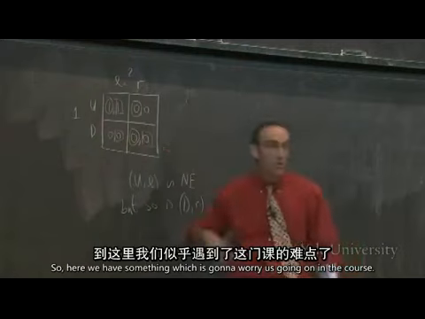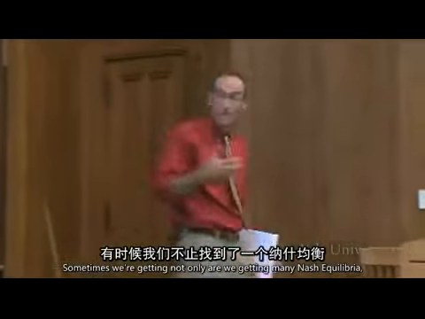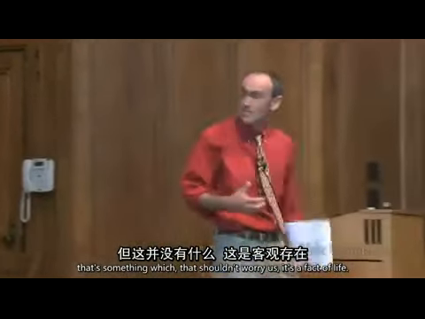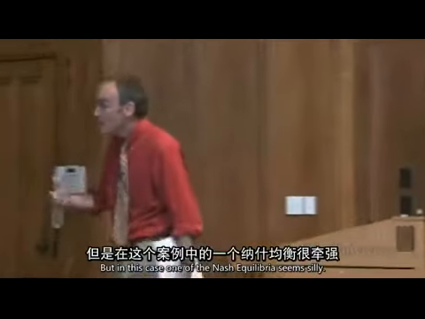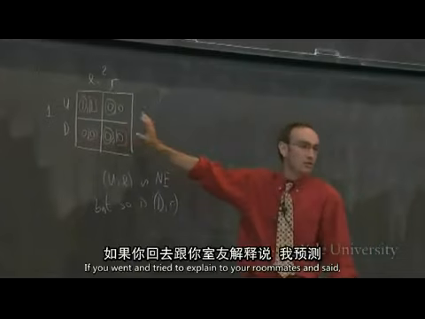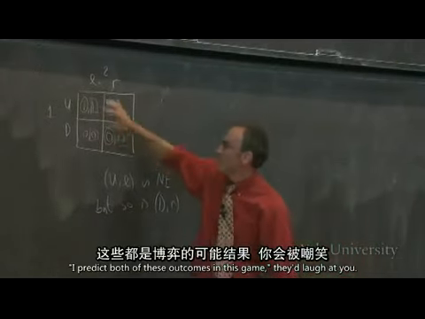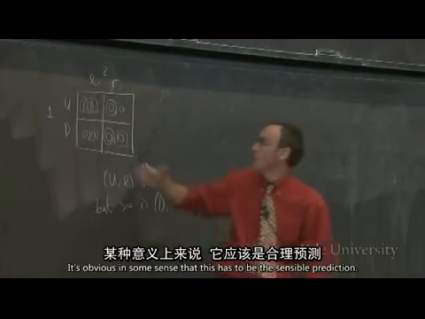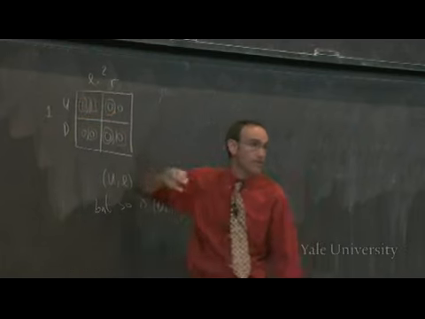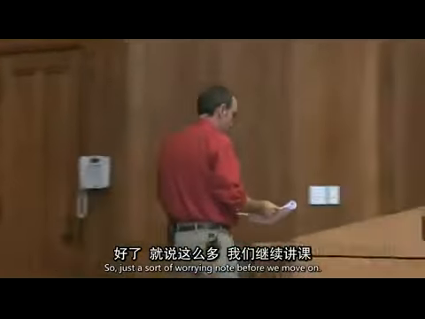So here we have something which is going to worry us going on in the course. Sometimes we're getting not only many Nash equilibria, which shouldn't worry us, it's a fact of life, but in this case, one of the Nash equilibria seems silly. If you went and tried to explain to your roommates that you predict both of these outcomes in this game, they'd laugh at you. It's obvious in some sense that one has to be the sensible prediction. So just a worrying note before we move on.